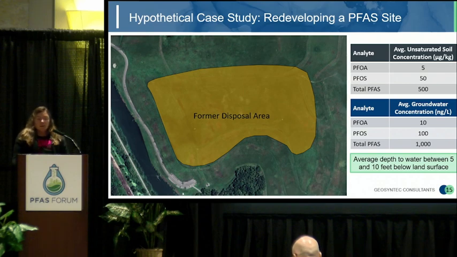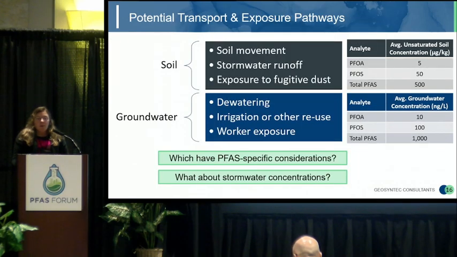And then also, let's say we have a shallow water table. So if we're doing construction, likely dewatering is going to be required at some point. So with this, what are some potential transport and exposure pathways for PFAS? And this slide outlines some of those pathways in both soil and groundwater.